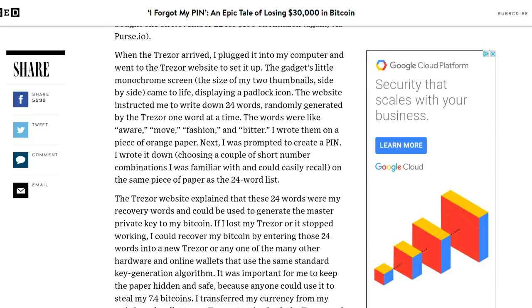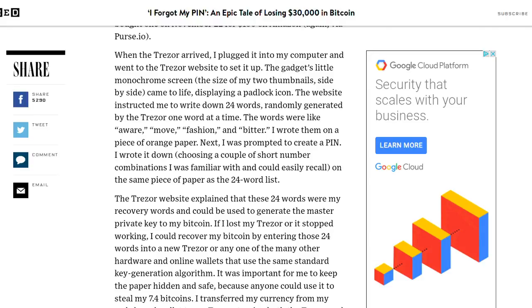Okay. And these words were to be his recovery words, and they could be used to generate the master private key to his Bitcoin. How that gets used, I don't know, but basically they would have taken the key and generated these 24 words from it, and from those 24 words they can then recreate the key. So it's some algorithm that they're using. Now, he was also prompted to create a PIN which would lock the device. So if you want to use the device, you've got to supply the PIN.